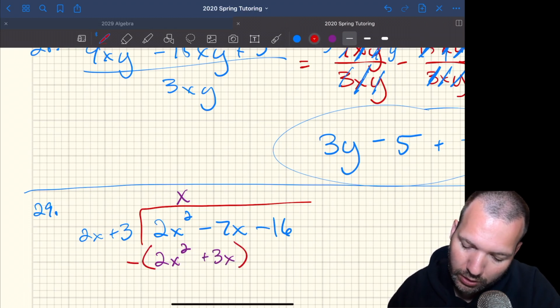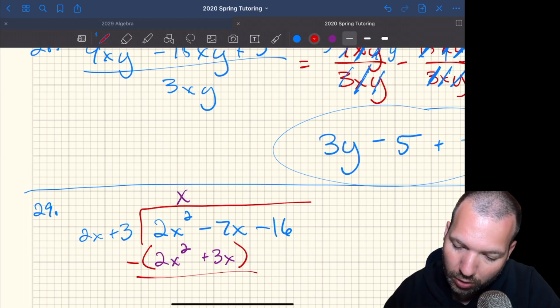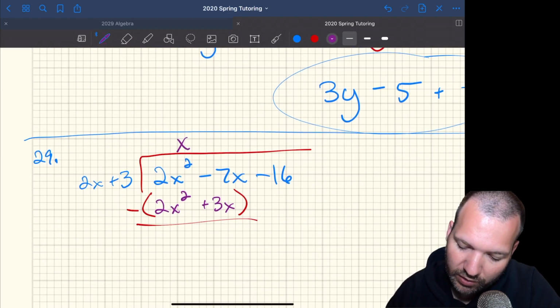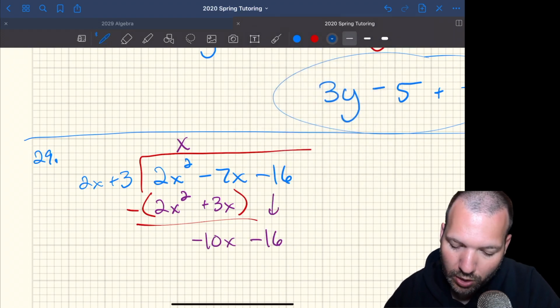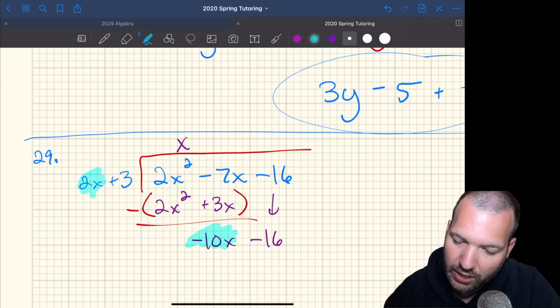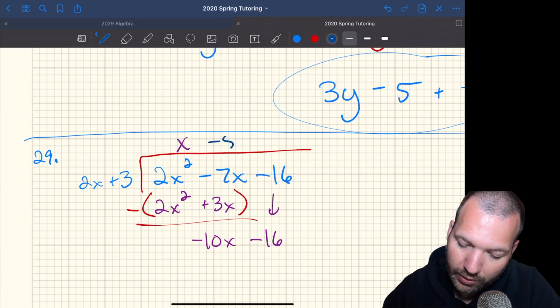And of course, I remind myself I am subtracting all of this. Negative 7x minus 3x is negative 10x. Bring down the minus 16 and keep going. What times the 2x makes a negative 10x? And the answer is minus 5, right? Negative 5 times 2x is negative 10x.